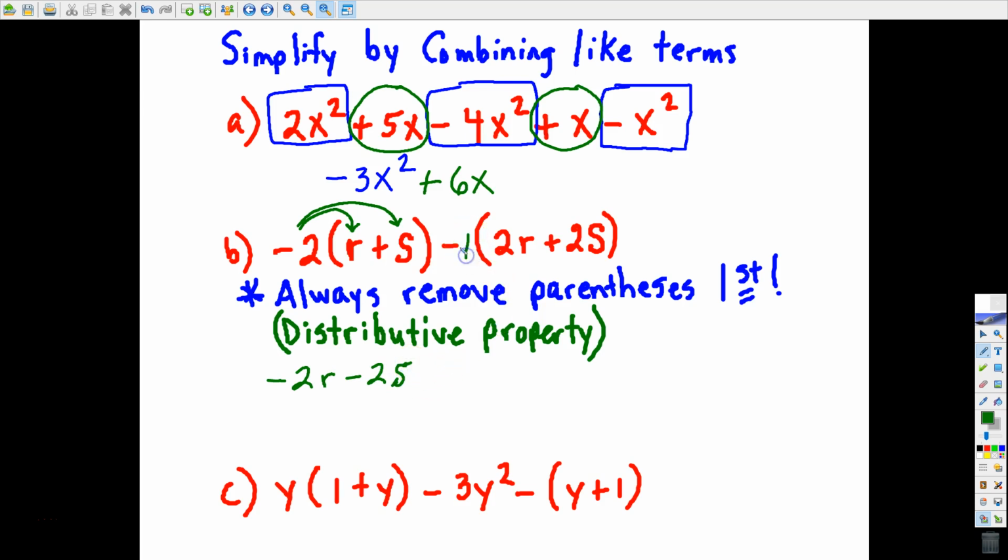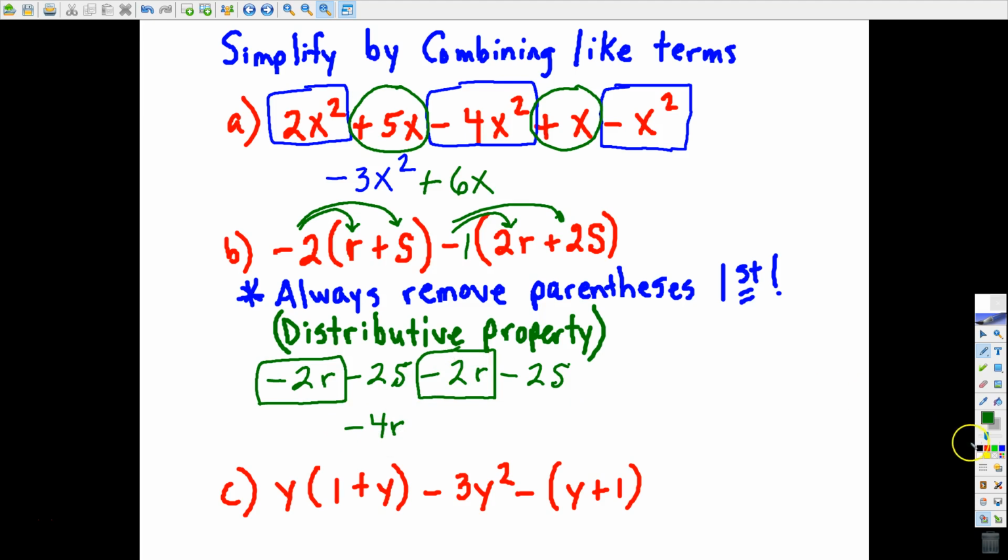This is the same thing as distributing negative 1. So negative 1 times each of these terms will be minus 2r minus 2s. And now I'm ready to combine like terms. I got a couple of r terms. Negative 2r minus 2r makes negative 4r. And then I got these other s terms. Negative 2s minus 2s is negative 4s. That's my answer for letter B.